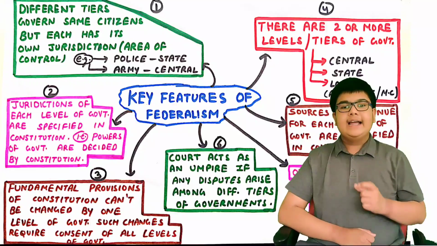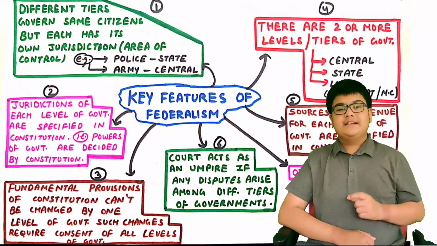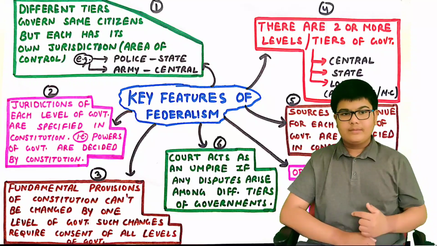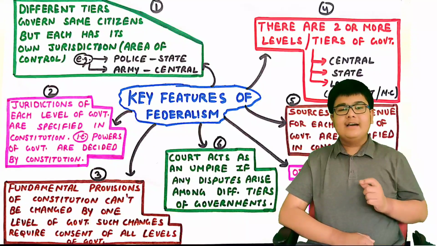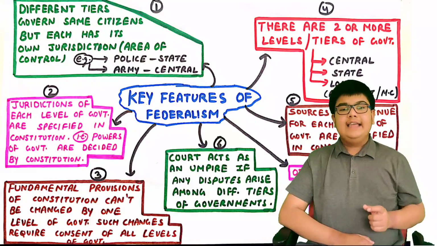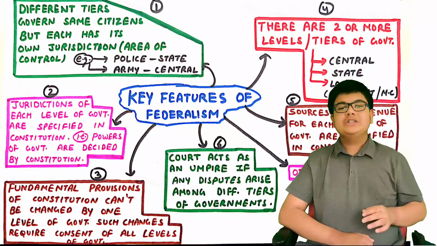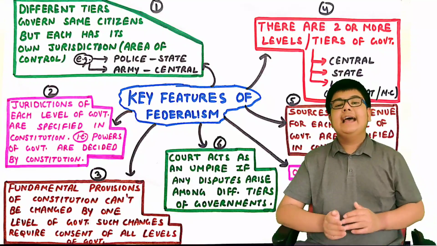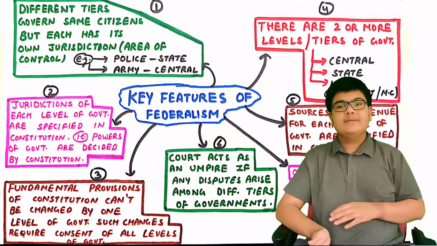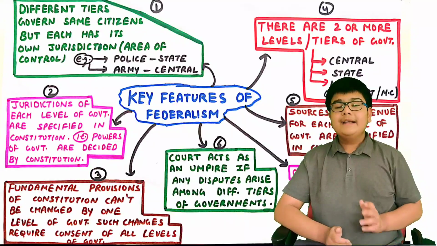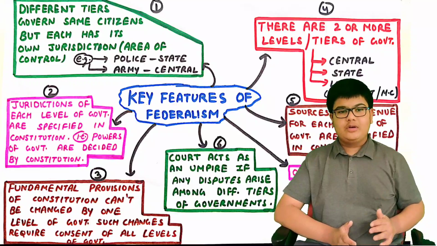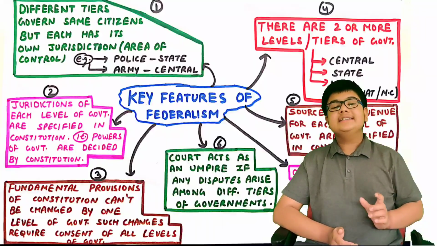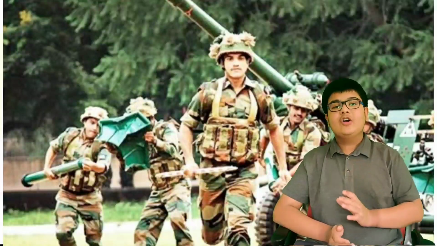Second, the different tiers of government govern the same citizens, but each has its own jurisdiction or area of control. So for example, if you are a resident of a city in India, then you are governed by the municipal corporation of that city, as well as by the state government of your state, and as well as by the central government of the entire nation. But each has its own area of control. For example, the state government controls the police, while the central government controls the army or the defense of the entire nation.